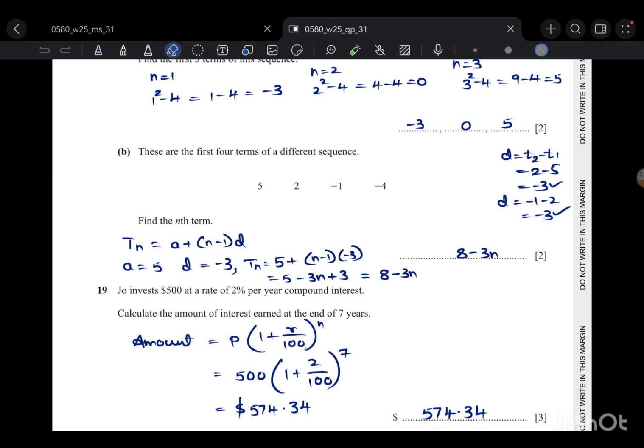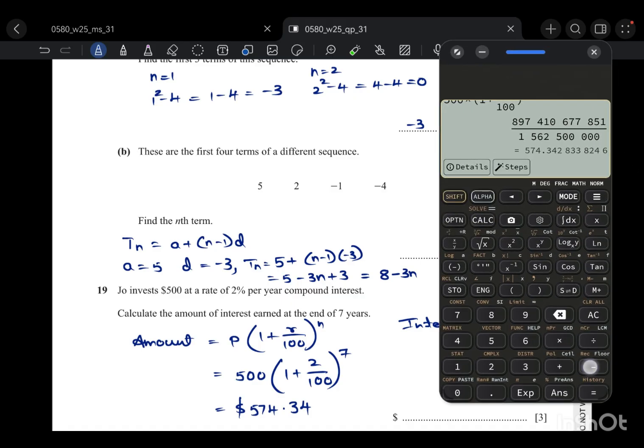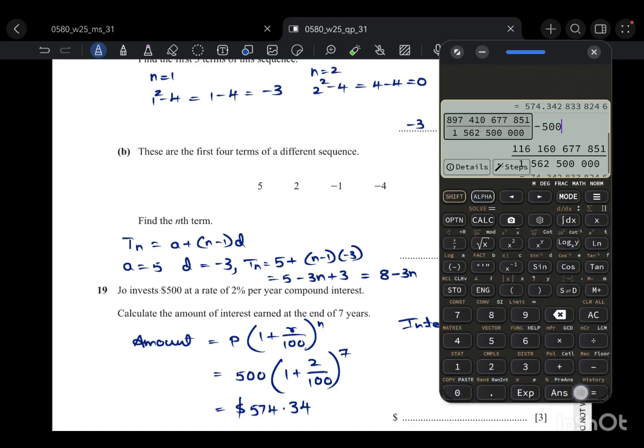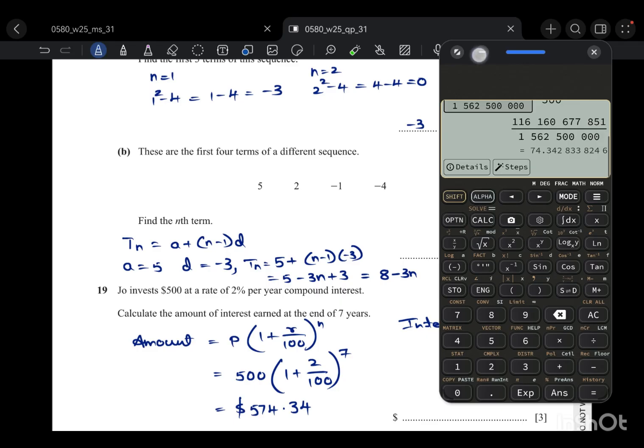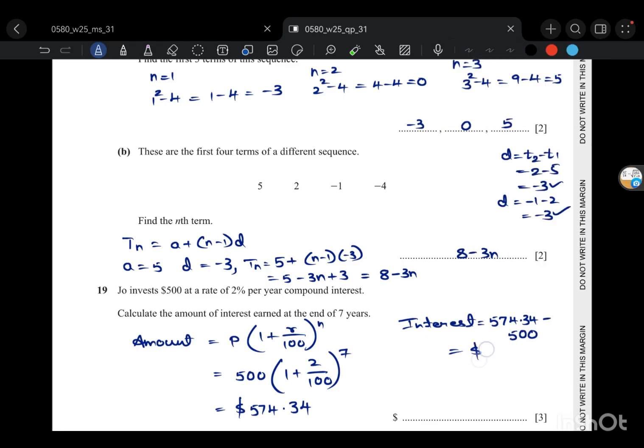Sorry students, this is not the amount we need to find out. We have to find out the interest. So we have to find interest by doing the amount you got, which is 574.34, minus the principal amount. So just do that. 574.342 minus 500. So the answer is 74.34.